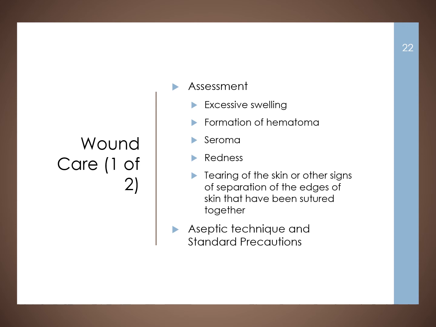The best way to prevent hospital-acquired infections of a surgical wound is to always wash your hands before doing wound care or touching the patient, to use aseptic technique as well as standard precautions for dressing changes, and to change dressings as ordered. The wound needs to be properly splinted for any coughing to prevent dehiscence of the incision.